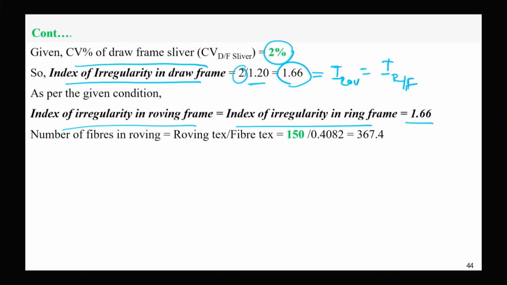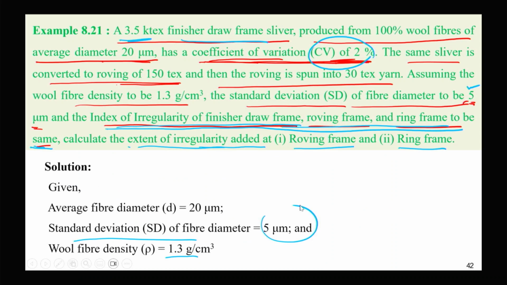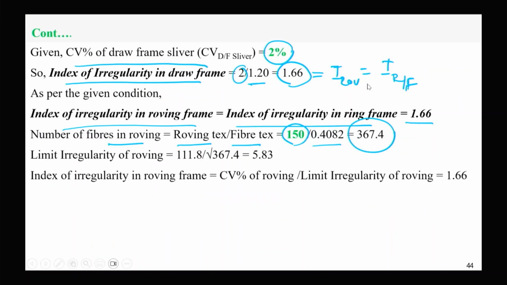Now, the number of fibers in the roving is roving tex by fiber tex. Roving tex is given as 150 tex and fiber tex is 367.4, which gives the number of fibers in the roving. Roving tex is given, so 150 tex, and yarn tex is given as 30 tex. So in the numerical, 150 is there.